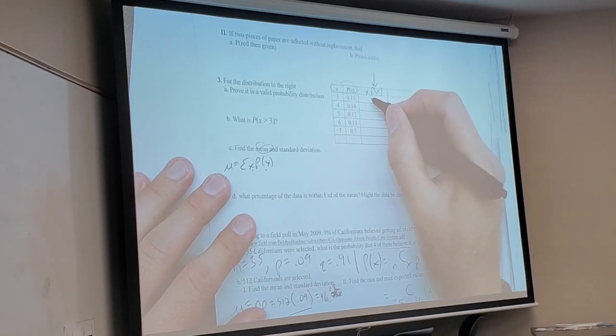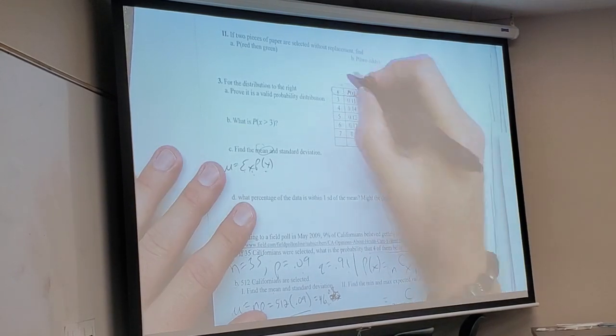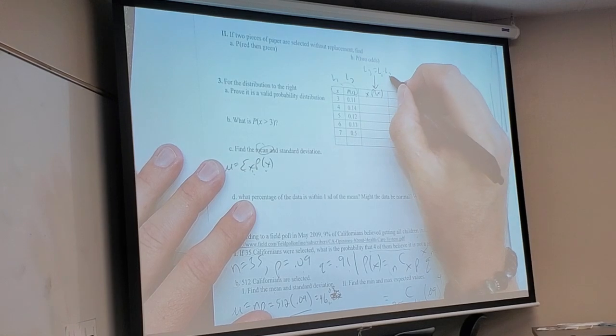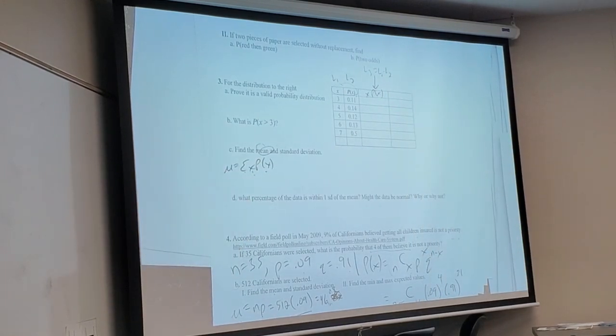And then I can add them up, right? So this is where we could do L1, L2. L3 would be L1 times L2. Do you guys remember this stuff?